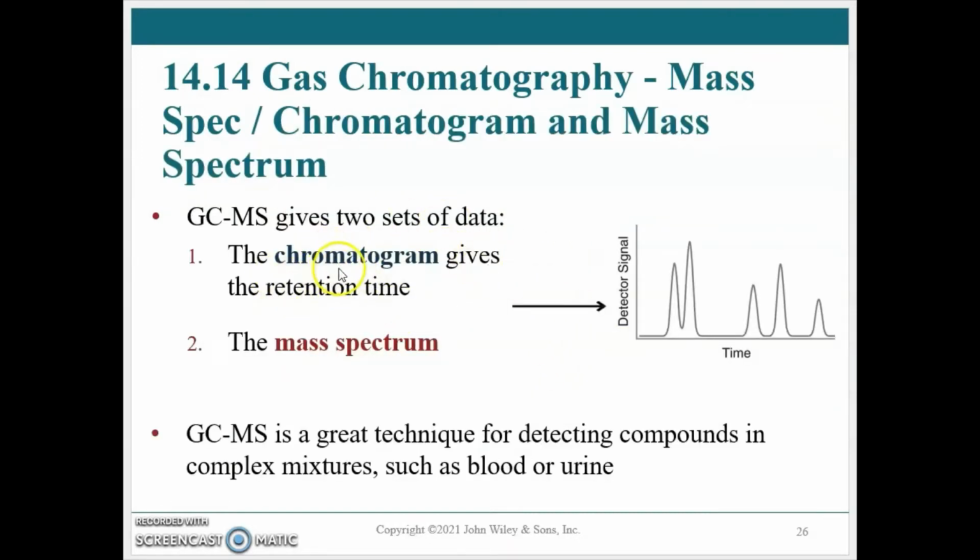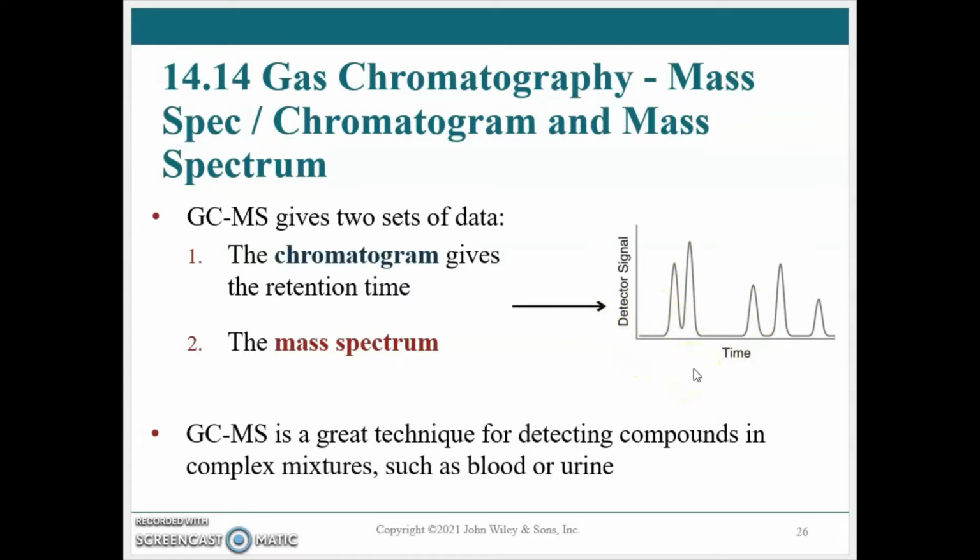When we do a hyphenated technique like GCMS, we have 2 dimensions of data. We have the chromatogram. So this is the boiling point separation. And these are the zones of pure compound that are being eluted. And then for each peak, we collect a mass spectrum. So that is a third dimension of data.